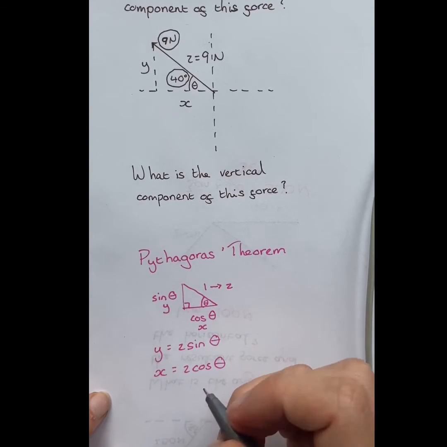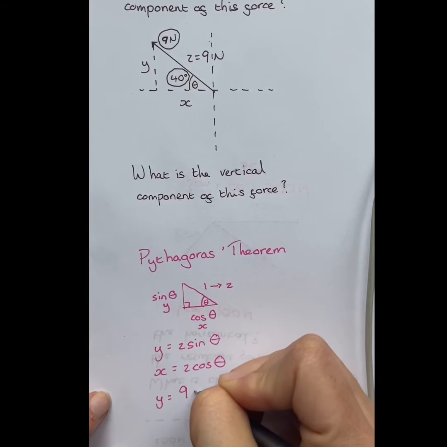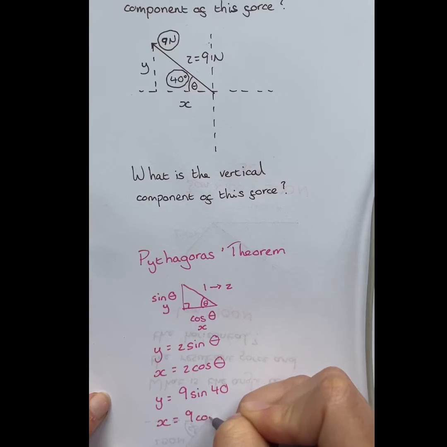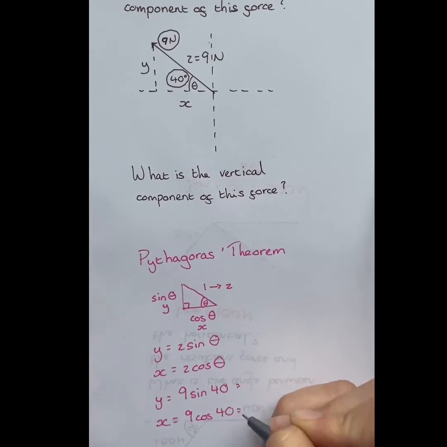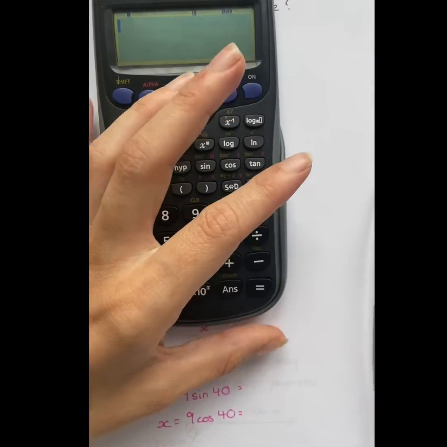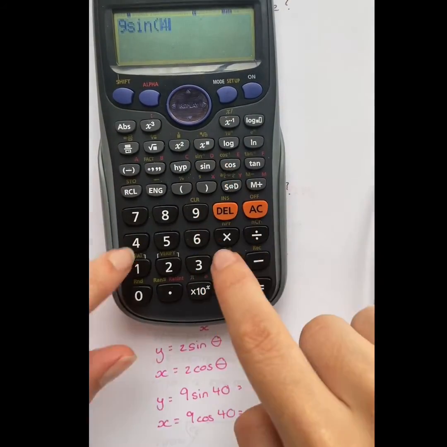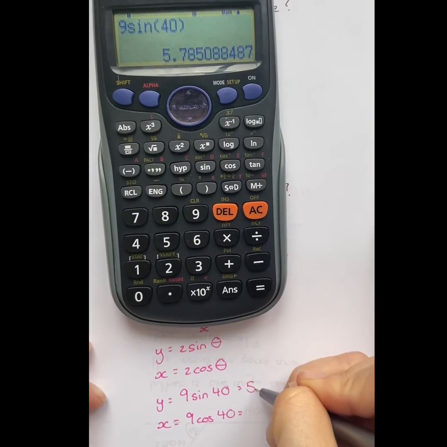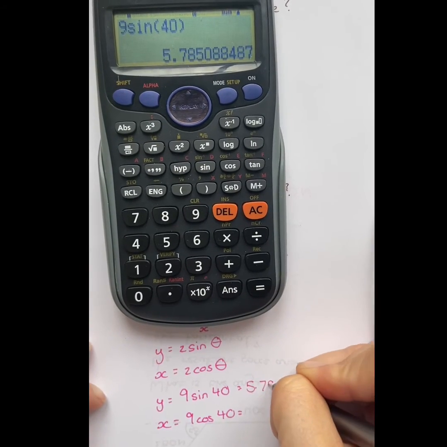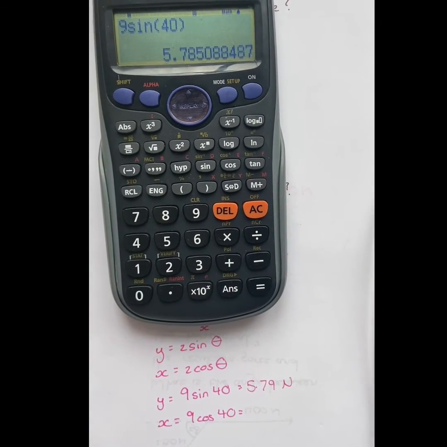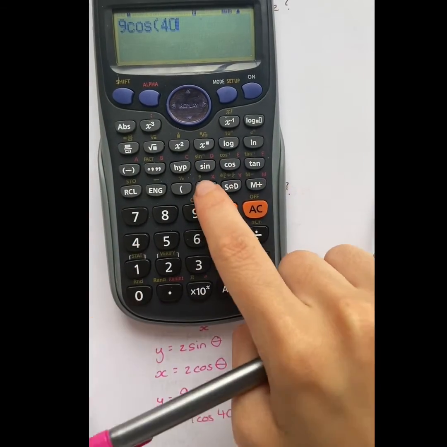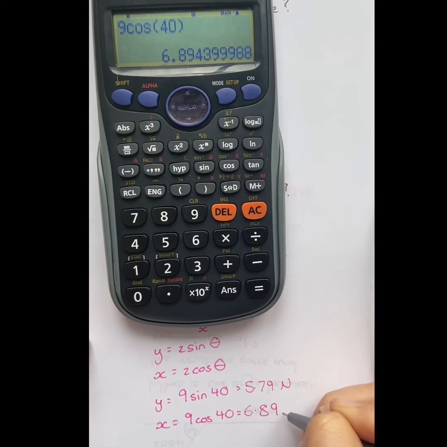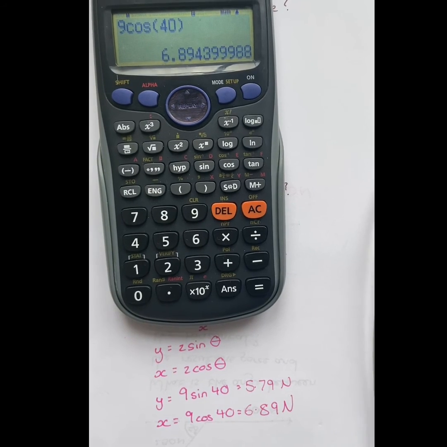Now in this example, Y is going to equal 9 sine 40 and X is going to equal 9 cos 40. So we put those into our calculator. We find that our vertical component is, we're going to put it to 3 significant figures, 5.79 newtons. And our horizontal component is 6.89 newtons. And that's it.